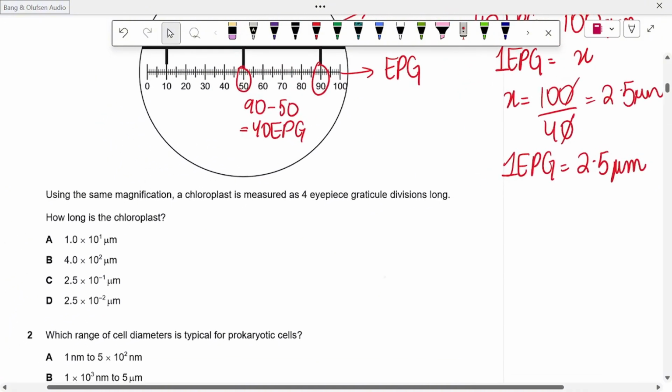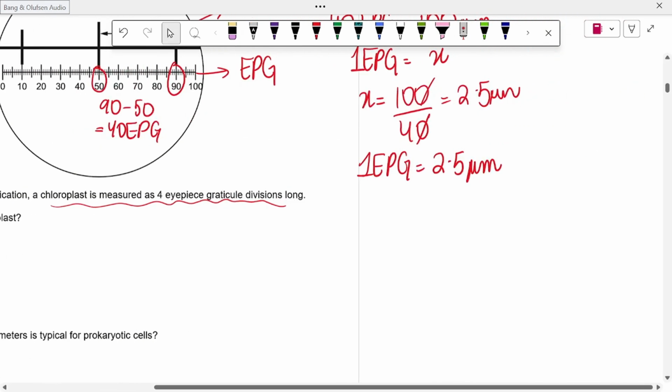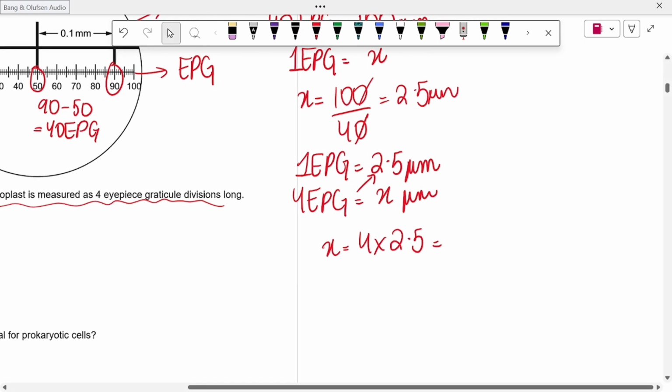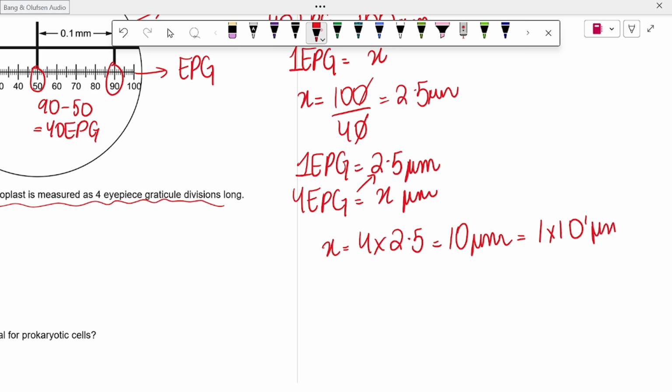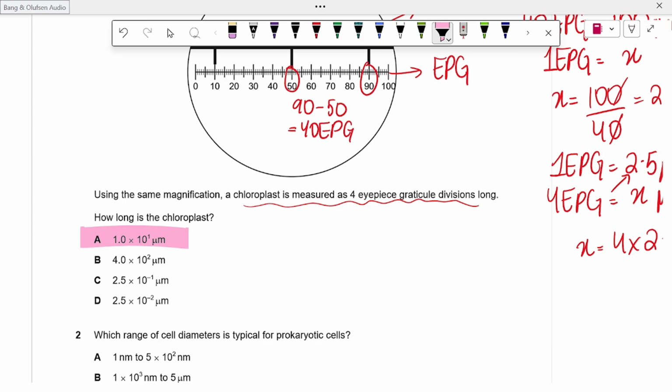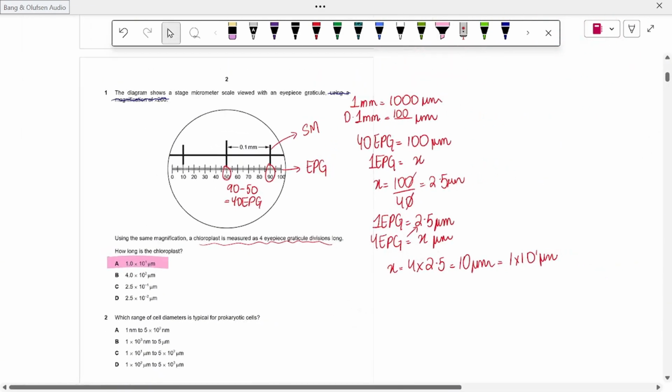Now they have given in the question कि your chloroplast is measured as a 4 eyepiece graticule unit. So simply we're going to cross multiply again. 4 eyepiece graticule is equal to x micrometer. Cross multiply 4 multiplied by 2.5. Answer is 10 micrometer. पावर में लिखेंगे कैसे लिखेंगे? 1 into 10 की पावर 1 micrometer. एक ही बात है. So correct answer is A. सही है? Is this clear?